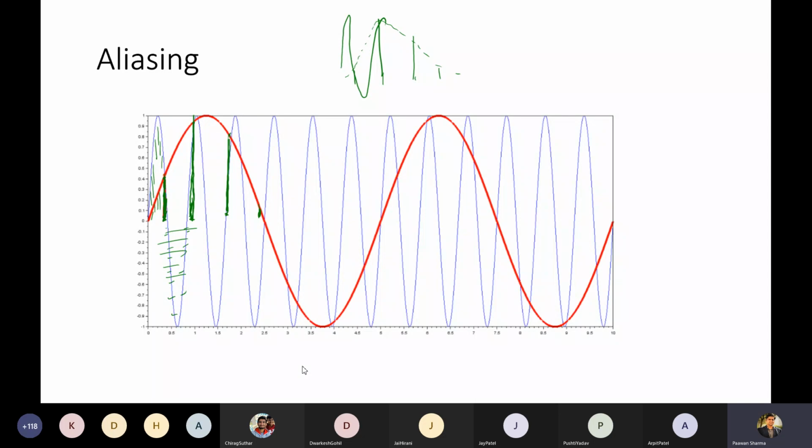So both these signals, they are getting represented by the same sampling sequence. So this is an aliasing problem, aliasing of the signals, and this has to be avoided. I hope the concept of aliasing is clear to everyone. Yes, sir. Okay.